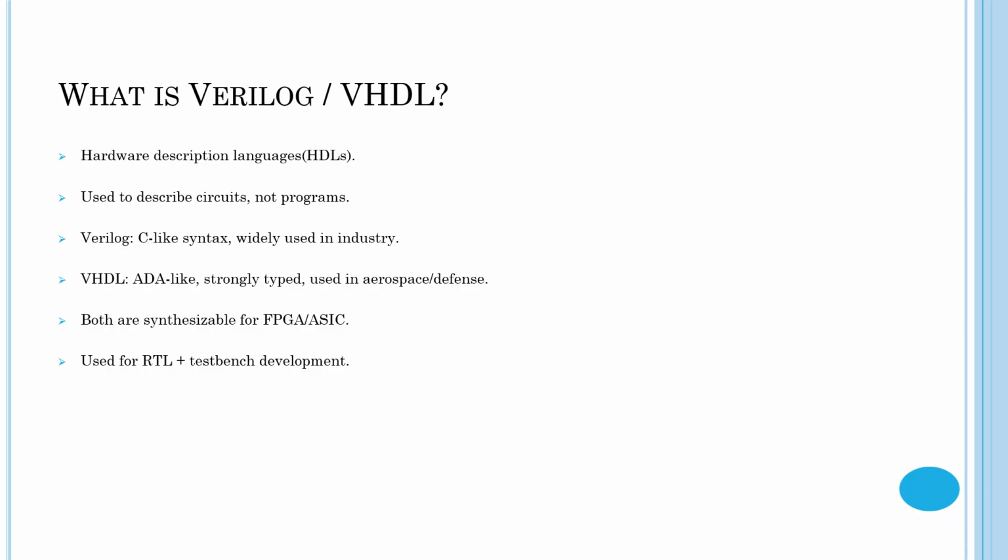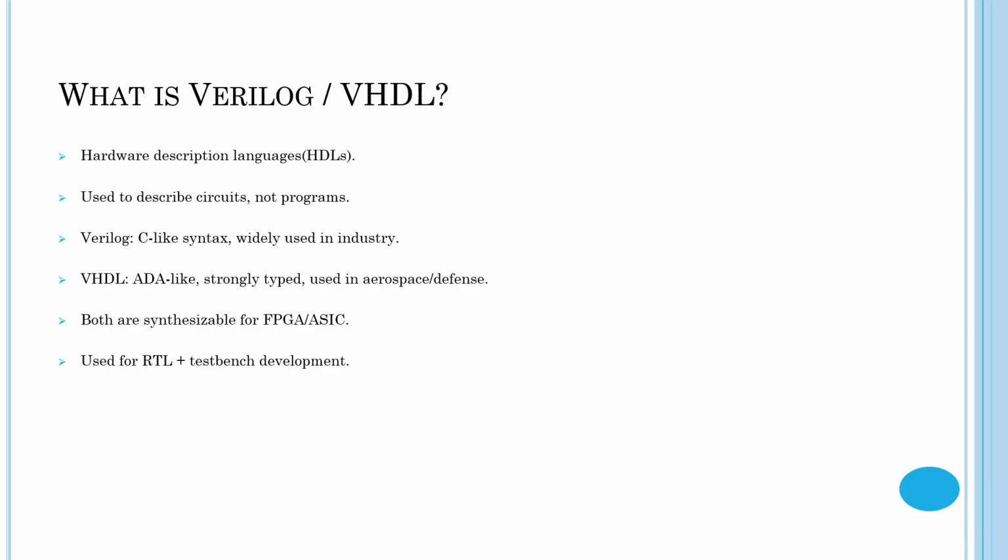Verilog is one of the most widely used languages in the semiconductor industry. Its syntax is very similar to the C programming language, so engineers coming from a software background often find it easier to learn. Verilog is compact, industry friendly, and heavily used in commercial chip development. VHDL, on the other hand, has a syntax based on Ada.